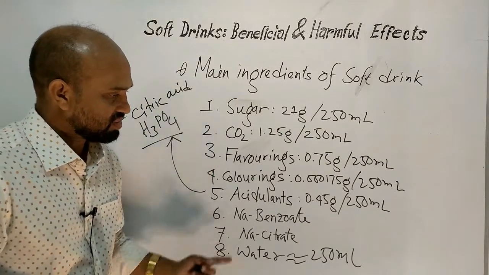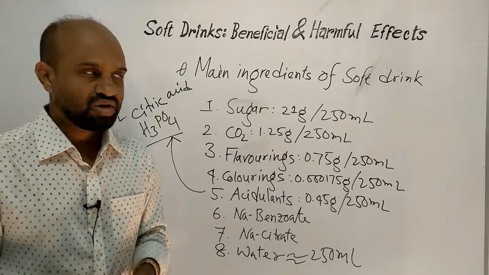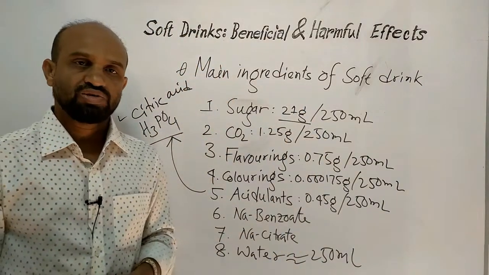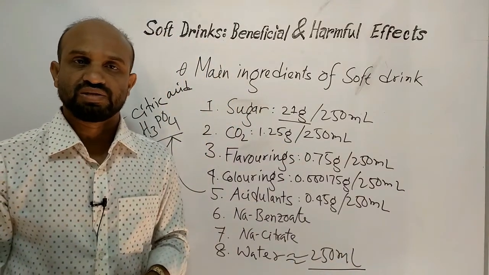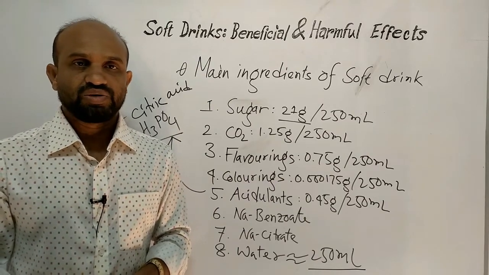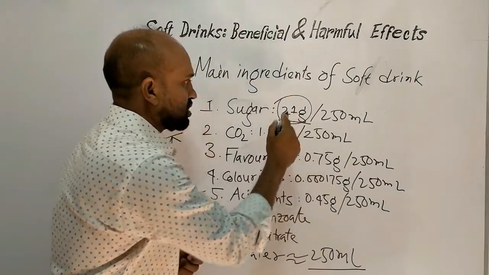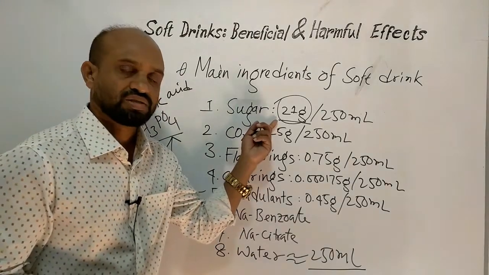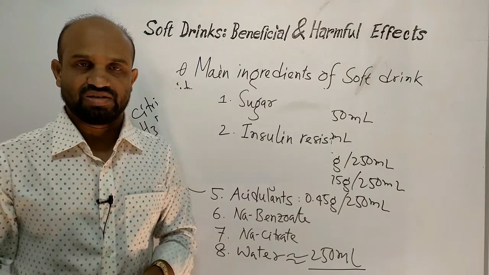So these are the main components of soft drink in 250 milliliter, where a huge amount of sugar, 21 gram, and almost 250 milliliter of water is present. As 250 milliliter soft drink contains 21 gram sugar, now let's see the harmful effects of huge amounts of sugar in soft drink.